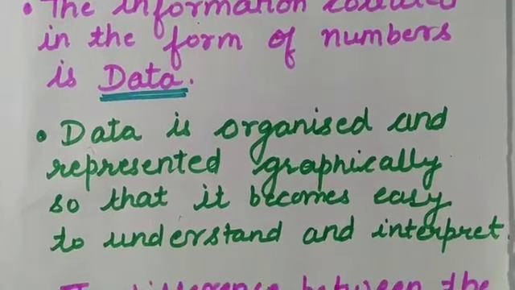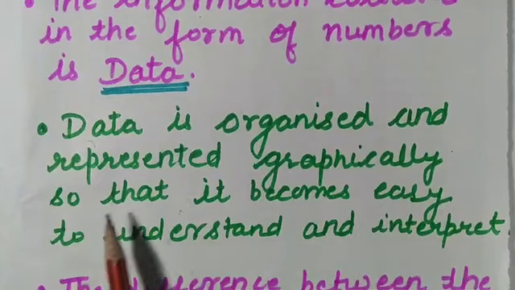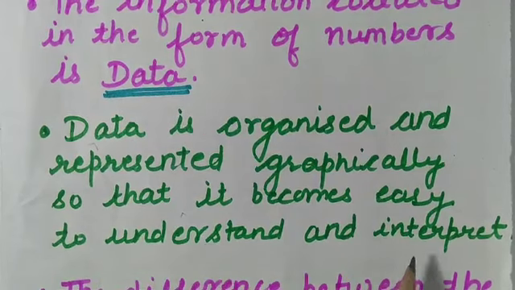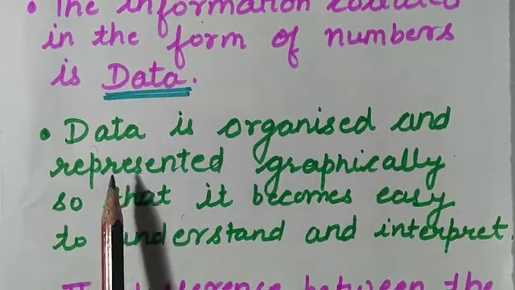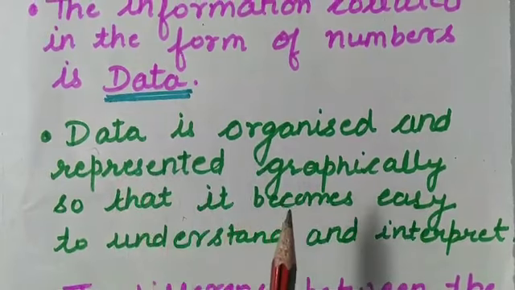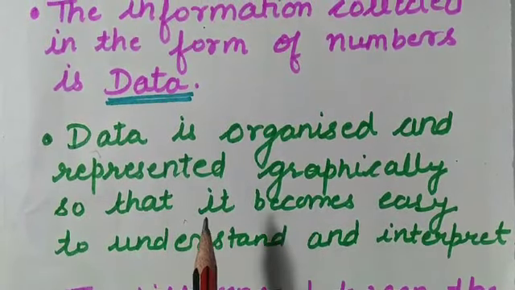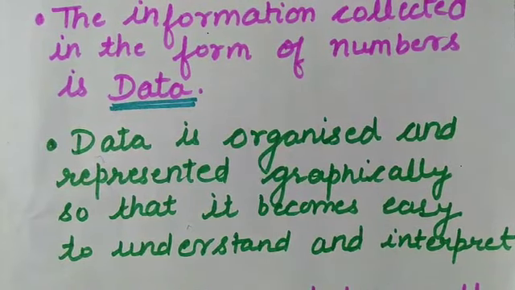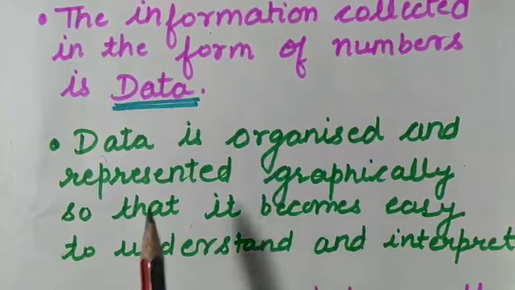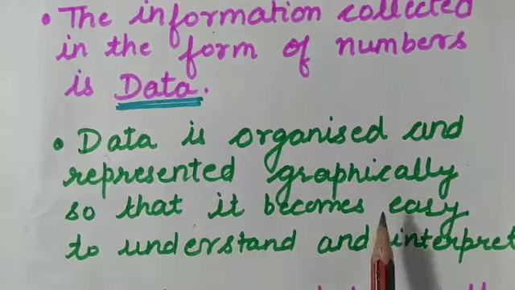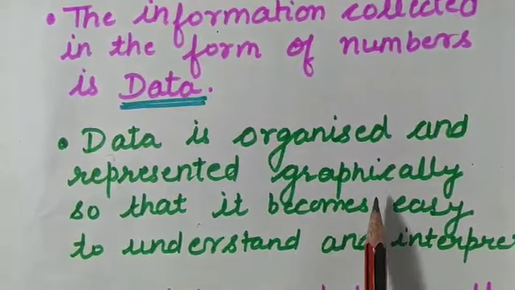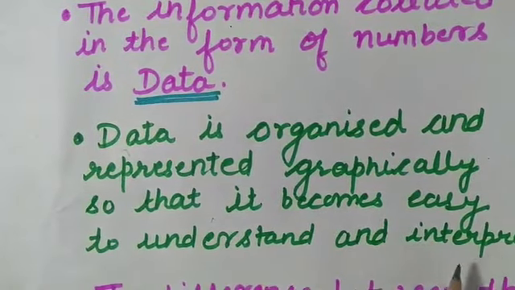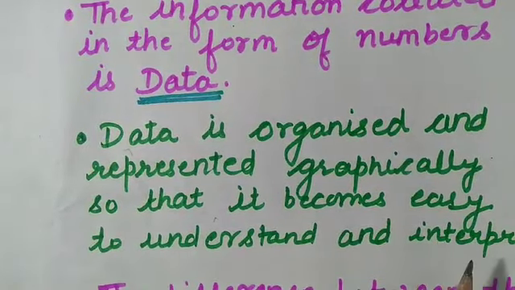Next is, data is organized and represented graphically so that it becomes easy to understand and interpret. After collecting, the data must be organized in such a way that it becomes easy to understand. Graphically means through a graph we can represent the data, and interpret means we can find the conclusion from that data.